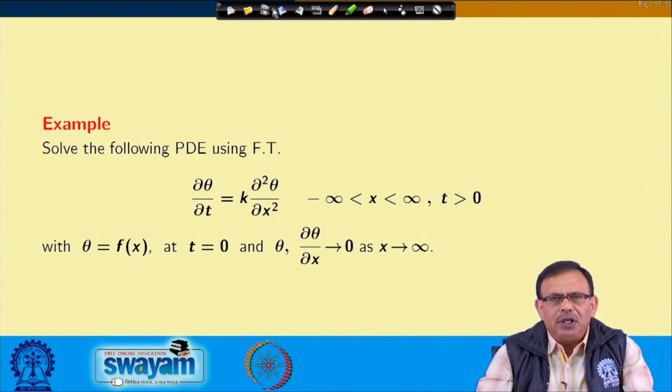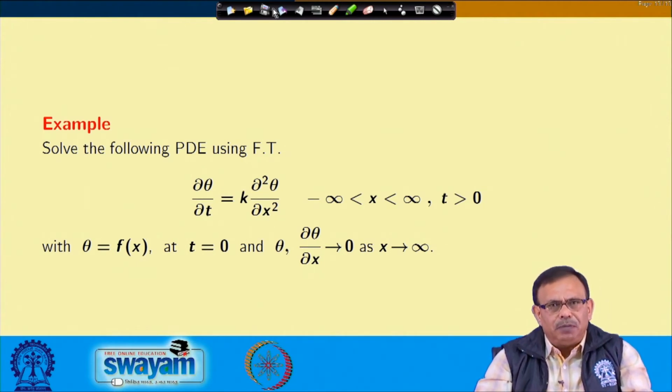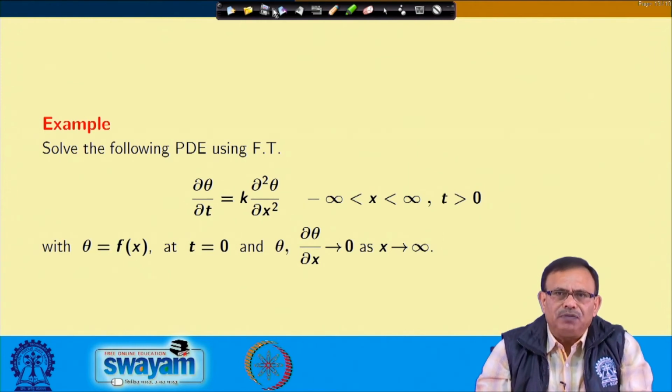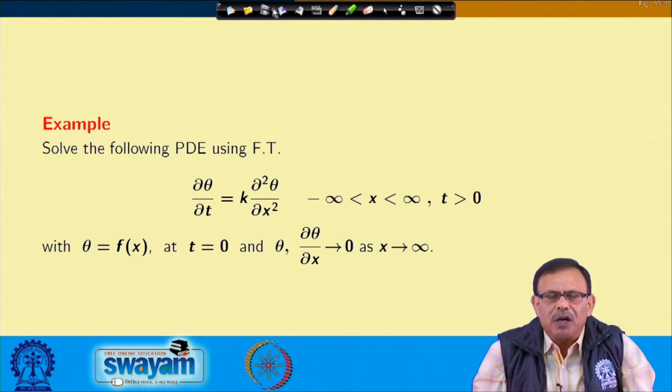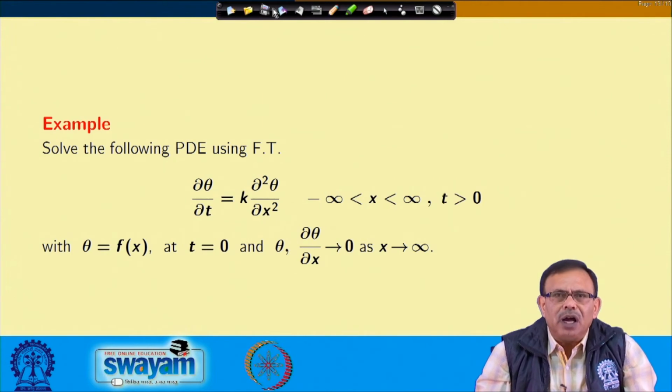You know the range for Fourier transform is from minus infinity to infinity. Also, it has been given that ∂θ/∂x approaches 0 as x approaches infinity, and θ also approaches 0 as x approaches infinity. Therefore, from the given criteria, we can tell that I have to use the Fourier transform on this given equation with respect to the variable x, not with respect to the variable t, because the range of t is from 0 to infinity, not from minus infinity to infinity.